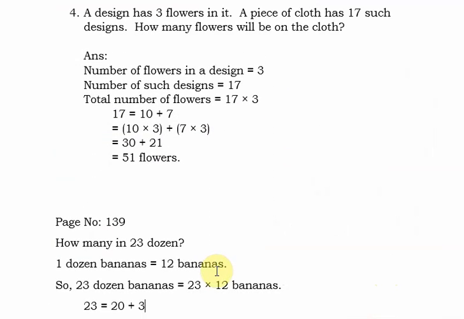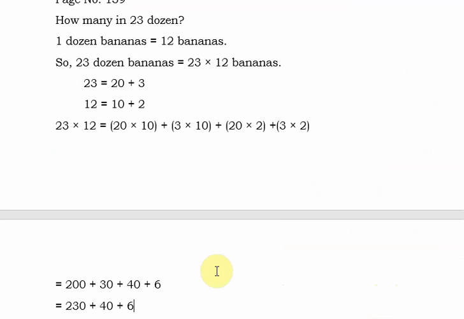See here. 23 dozen bananas equal to 23 into 12 bananas. So 23 can be written as 20 plus 3, and this 12 can be written as 10 plus 2. Okay. Now here first we have expanded this 23. Next number is 12. So we have to multiply this 20 and 3 first with 10. After that we have to multiply this 20 and 3 with 2.